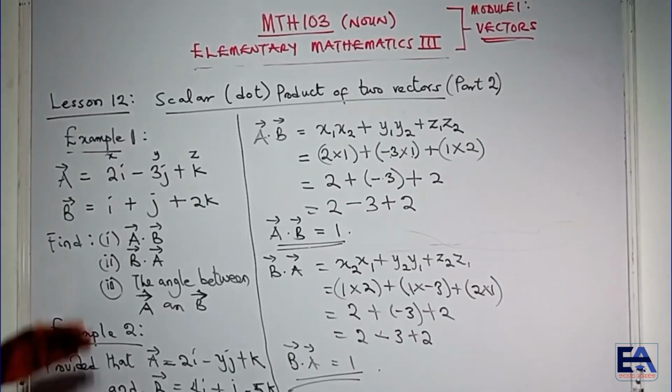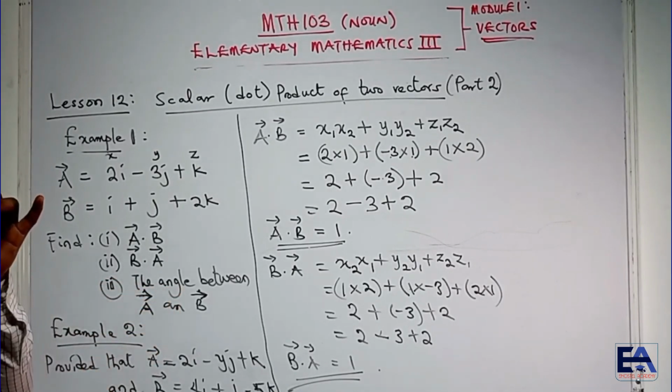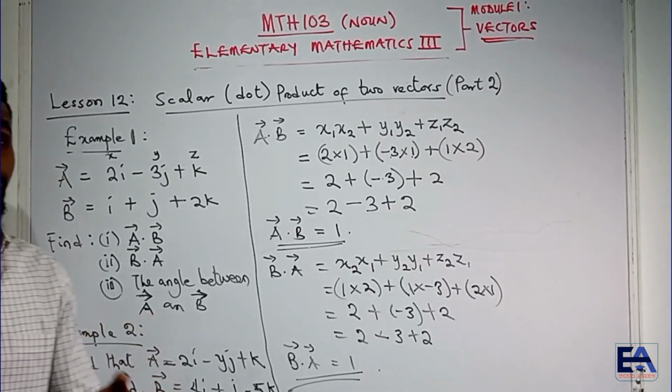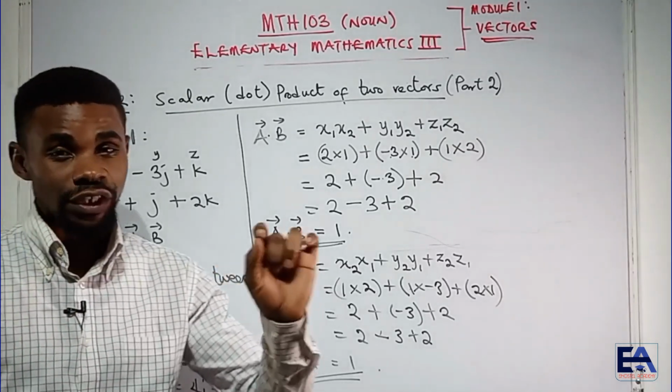Okay, now the next question says find the angle between A and B, and this is where the long thing lies, because before you can find the angle between 2 vectors, you need to find the magnitude of each of the 2 vectors.